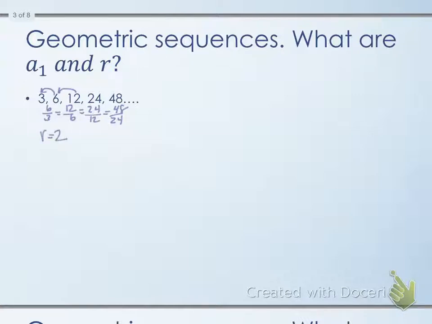Sometimes it's going to be a fraction like 2/3, and it's not going to be something easy to see. Technically we can see 3 times 2 gets me to 6, 6 times 2 gets me to 12. So that's pretty easy, but if it's an ugly fraction, you have to set it up like this to be able to find it. So then my a sub 1 this time is going to be 3, because that's my first term.